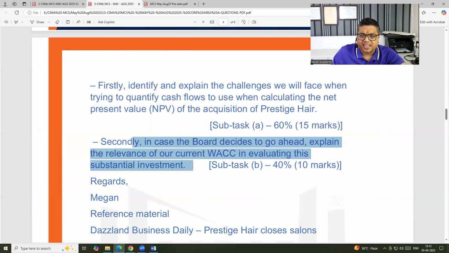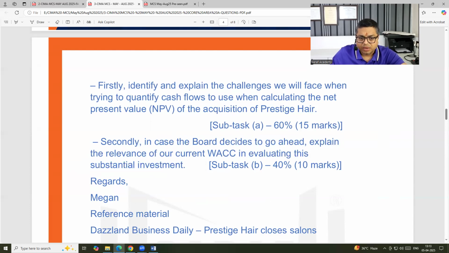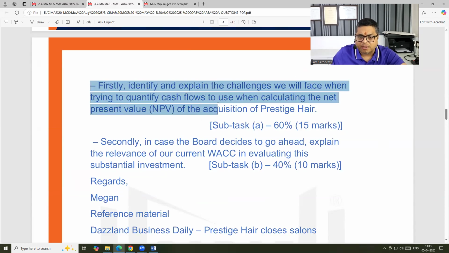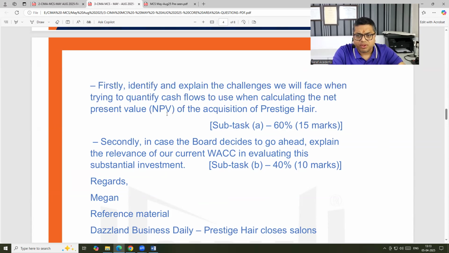The second part is slightly technical, I will say. But the first part is not involving any technical aspect. It is purely the practical aspect. What problem we will face in analyzing the cash flows, challenges, and explain them. Explain them means how you deal with them.